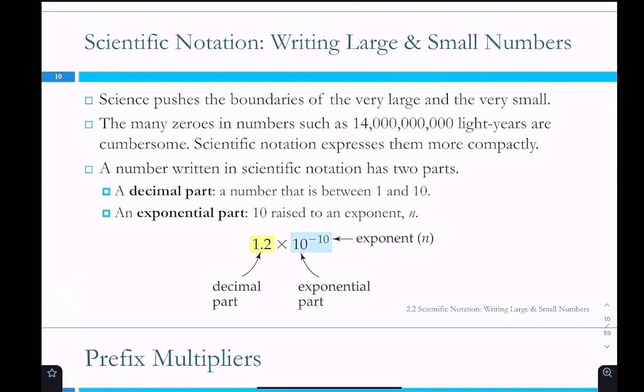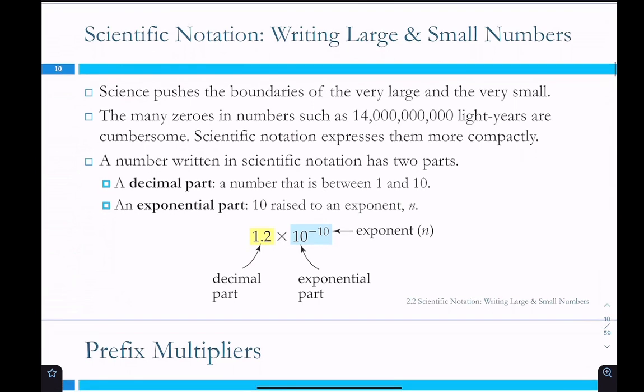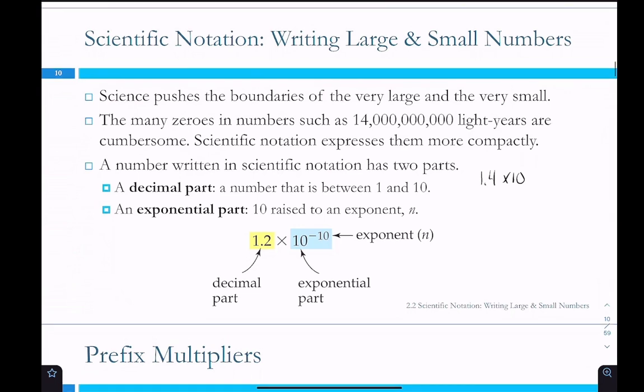So scientific notation should be another thing that's familiar, but scientific notation is our shorthand for expressing really large numbers or really small numbers instead of writing out all of the zeros. Because 14 billion light years is a lot of zeros to write. And so instead, we could rewrite that as 1.4 times 10 to the 10 light years. All right, so 1.4 times 10 to the 10, a lot easier to write than all nine of those zeros.